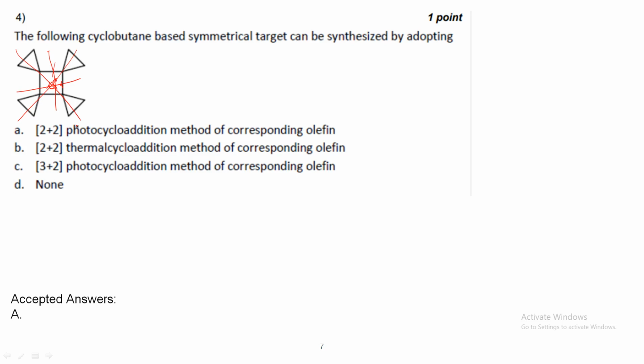So it has a sigma plane, and they are asking which reaction we would use to make this. 2 plus 2, of course, if a 4-membered ring is there, 2 plus 2 is always an option. Now they are asking 2 plus 2 photocycloaddition or thermal cycloaddition, or 3 plus 2. So 3 plus 2 generates 5-membered rings. I hope all of you know that.